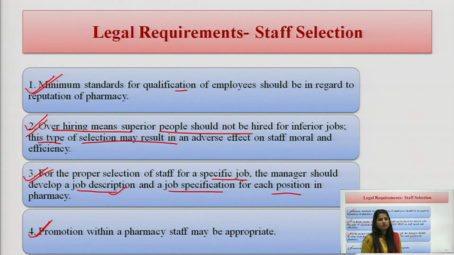Then we have also discussed how the staff selection should be. The employee should have the minimum standard qualification I discussed previously. Over hiring should not be there. Superior people should be placed according to their qualification and their post. For proper selection, job description should be there, job specification should be there, and promotion should be there to maintain morale and efficiency.